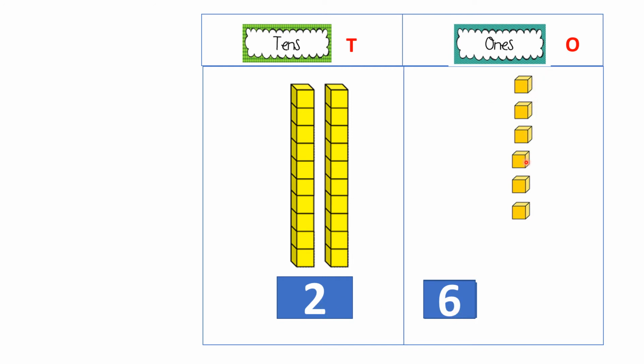1, 2, 3, 4, 5, 6. Next is 2 tens and 7 ones, 27. 2 tens and 8 ones, 28, and the next is 29. So what comes after this 9 means 10. That means after 29 it is 30.